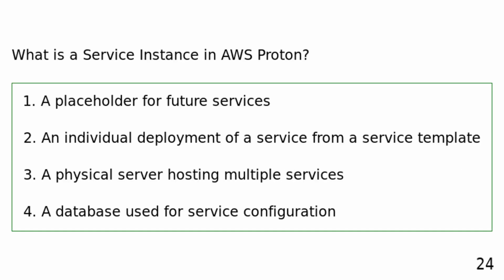What is a service instance in AWS Proton? A placeholder for future services. An individual deployment of a service from a service template. A physical server hosting multiple services. A database used for service configuration.